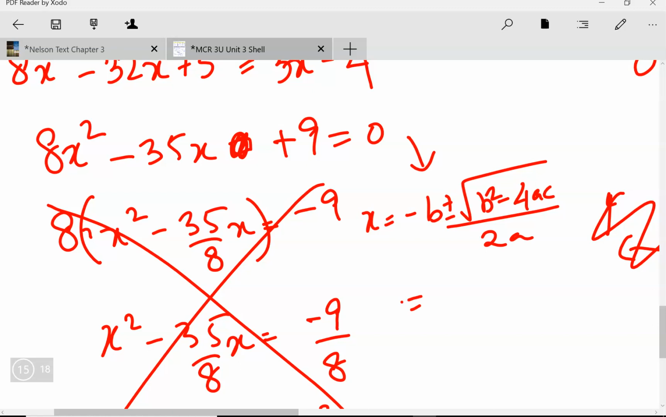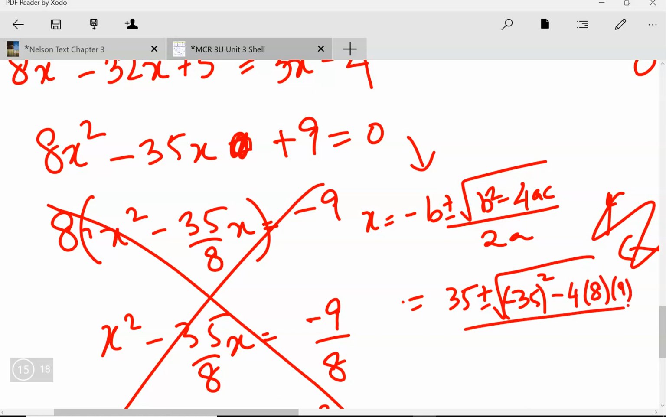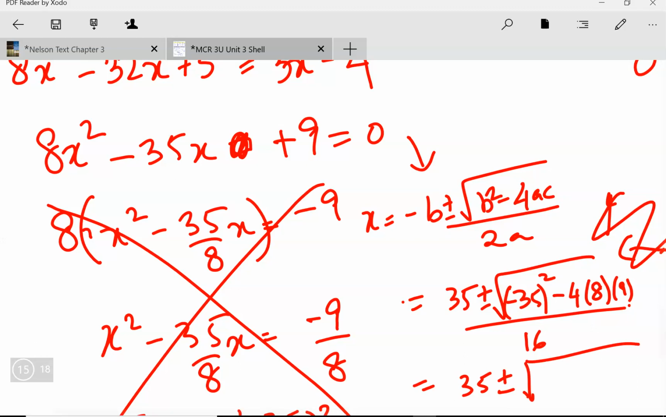Equals, here we have negative of negative 35, positive 35, plus or minus negative 35 squared, minus 4 times 8 times 9, divided by 16, 2a. Let's take a look at what this is. 35 squared minus 4 times 8 times 9 is 937. And of course, that's not square rootable.